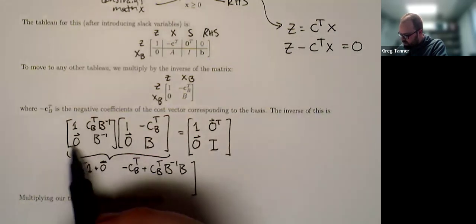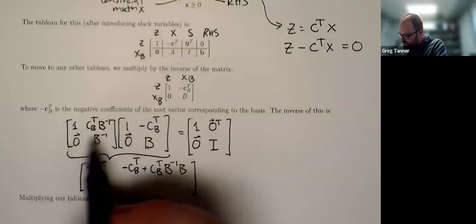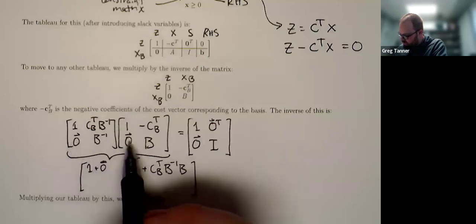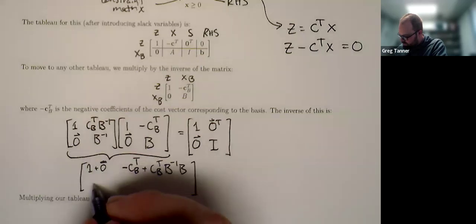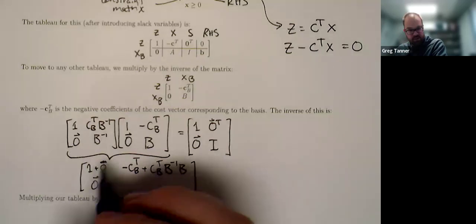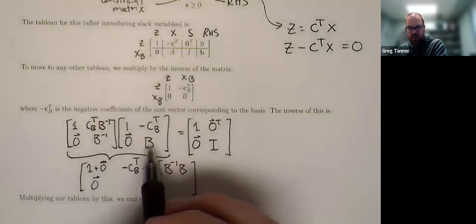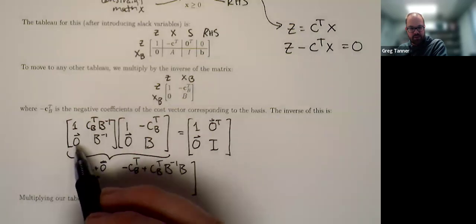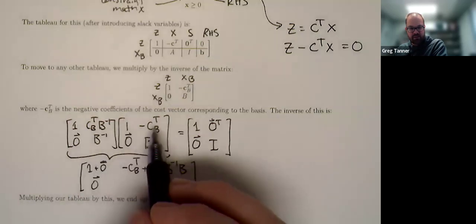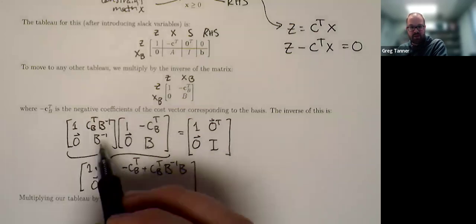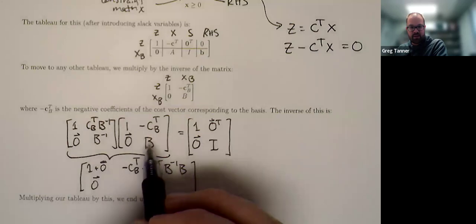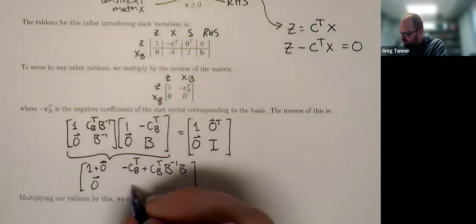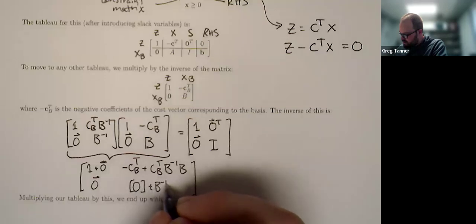Okay. Then let's do this row times this column. So 0 times 1 plus B inverse times 0. And that's going to give us a 0 vector. 0 vector plus another 0 vector. And then finally, we'll do this row times this column. And so 0 times negative CB transpose is going to give us a 0. Technically, it's going to give us a 0 matrix. But then we'll get plus B inverse times B. So sort of a 0 matrix plus B inverse times B.